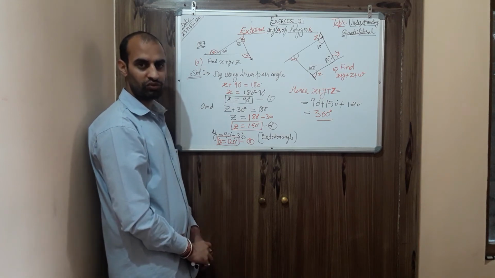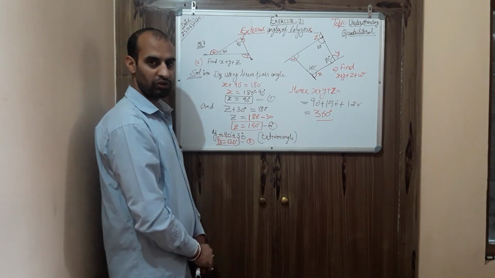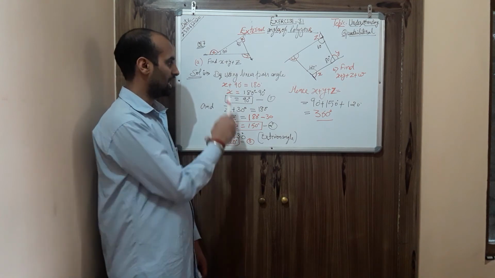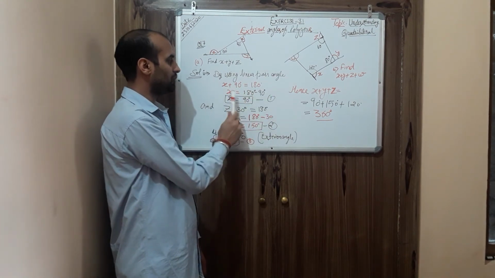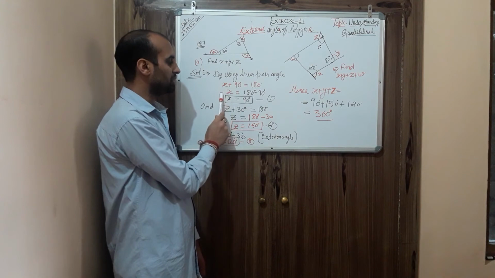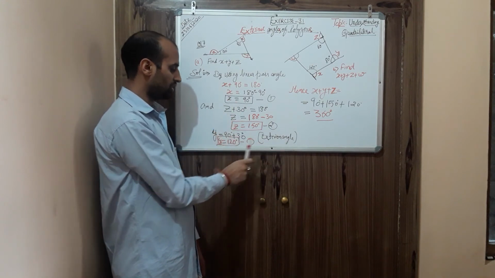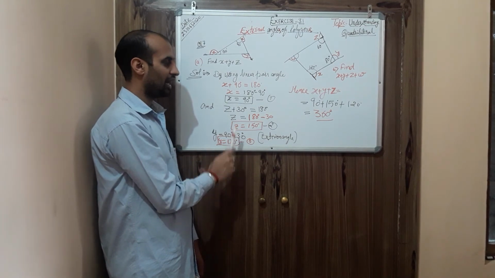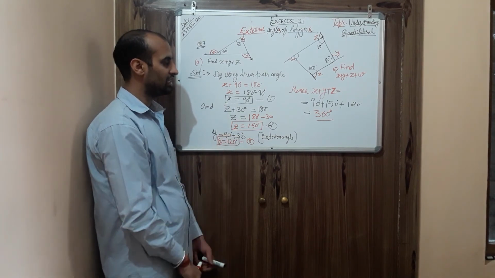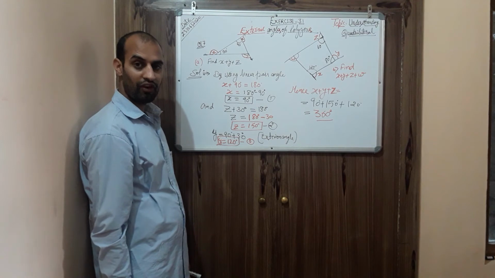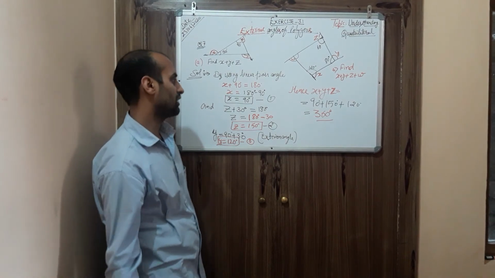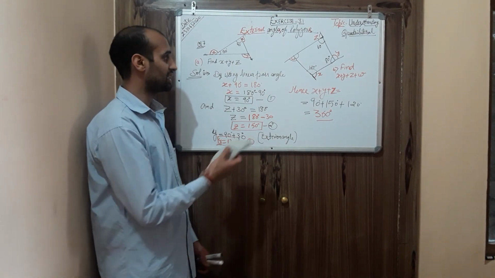I hope, my dear student, this concept is clear to you, how I have calculated. First, apply the definition of linear pair. After applying linear pair, apply the exterior angle definition and find the angle y, then add all three angles. In this way you can easily find the answer. Let's see the second case.